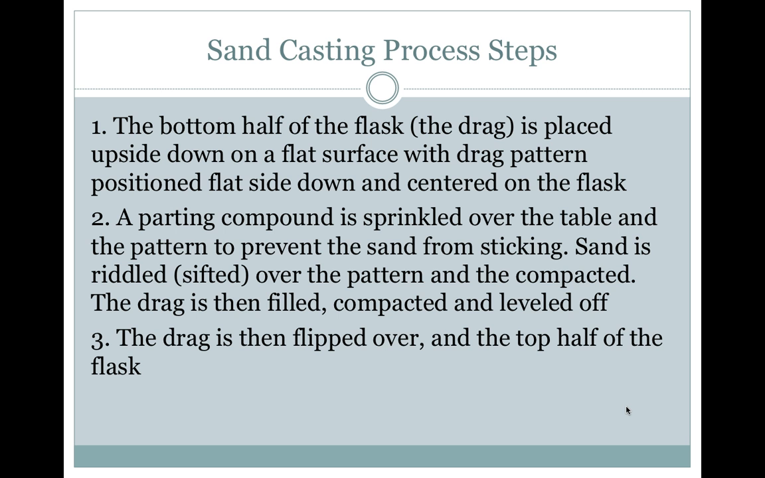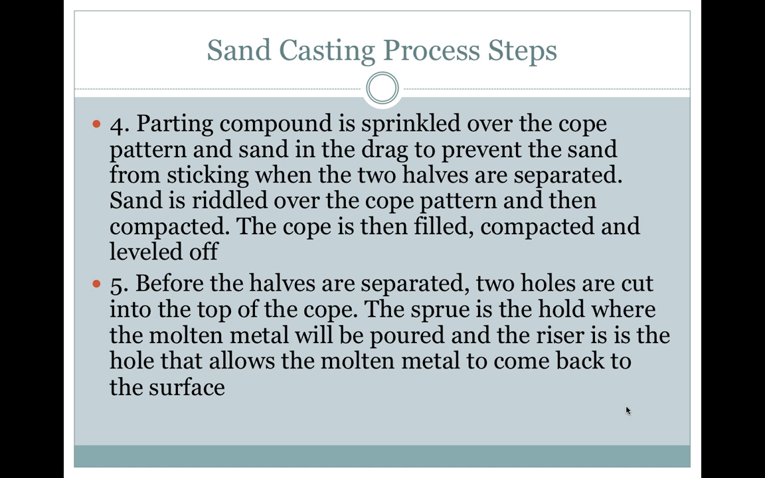Step 3. The drag is then flipped over and the top half of the flask, the cope, is placed on top. Step 4. Parting compound is sprinkled over the cope pattern and sand in the drag to prevent the sand from sticking when the two halves are separated. Sand is riddled over the cope pattern and then compacted. The cope is then filled, compacted, and leveled off.